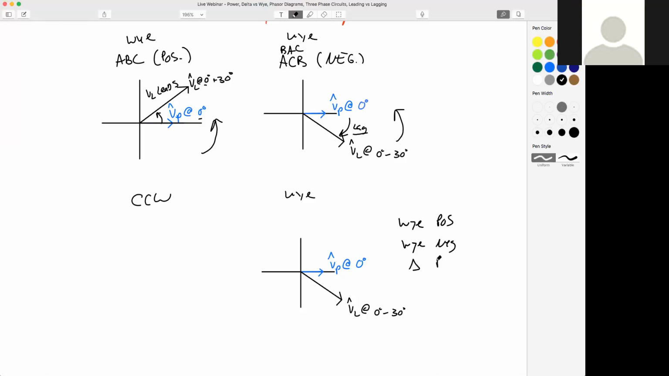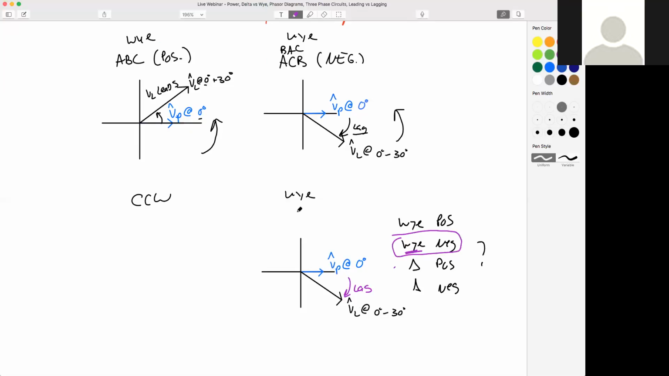Is it delta positive? Is it delta negative? We know that it's got to be a delta negative, right? Why? Because VL is lagging. And why? Because we have a difference in phase voltage and line voltage.